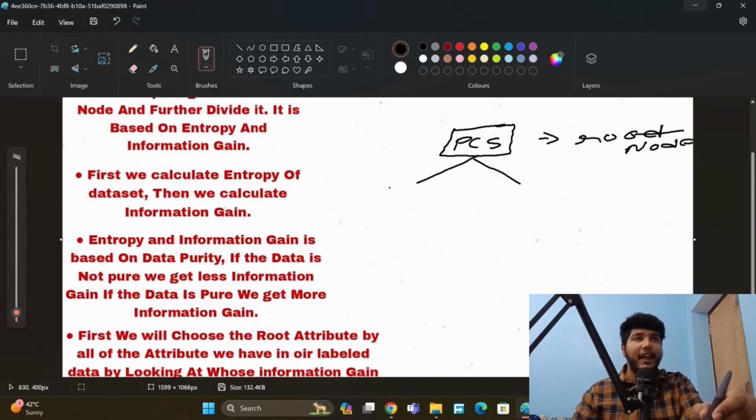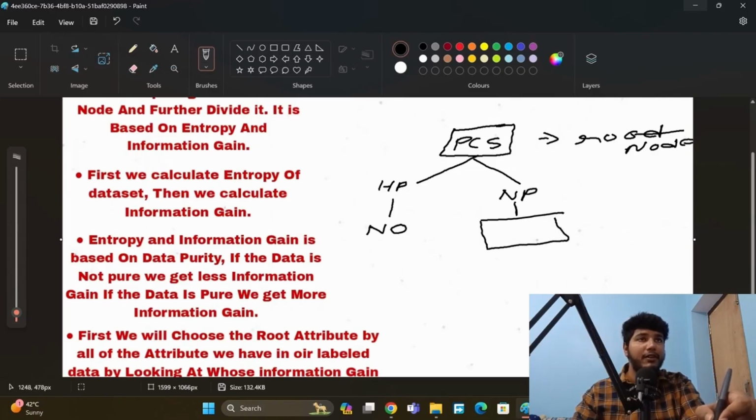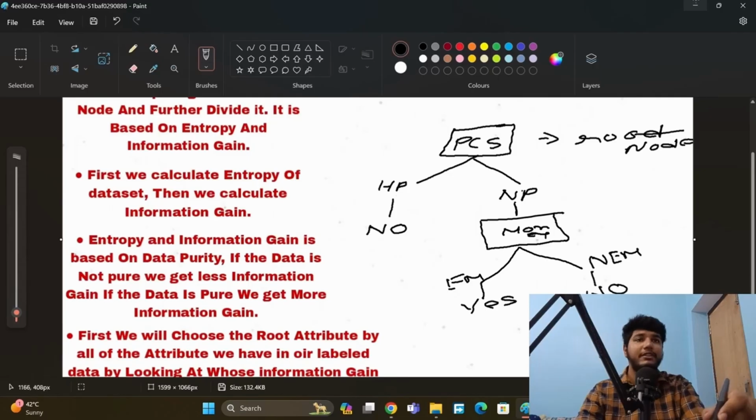These are edges. Here we will check if the person has a PC. If the person has a PC, the decision will be no, he should not buy a PC. And here we check not having a PC. If he does not have a PC, we will create a new node, a new attribute, that is money: if he has money or not. If he has enough money, he should buy a PC. And if he does not have enough money, he should not buy a PC. So this is what a decision tree is. It helps us to classify whether I should buy a PC or not.